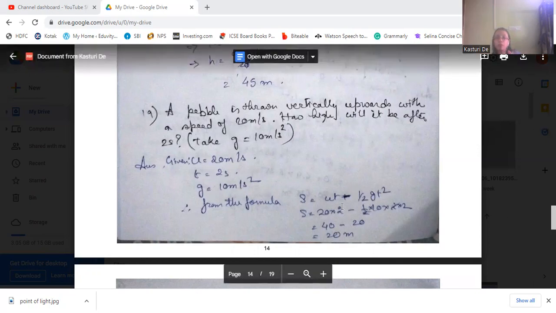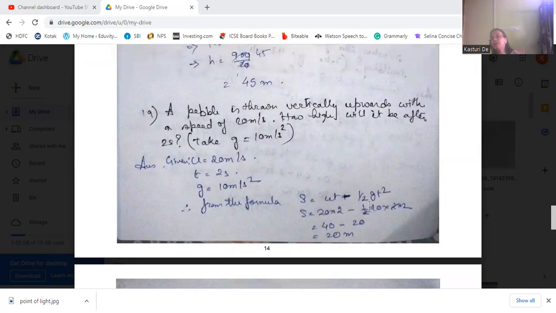So s is the maximum height we need to calculate. So s is equal to ut minus half gt square, because it is moving against the gravity. So it will be 20 meters.